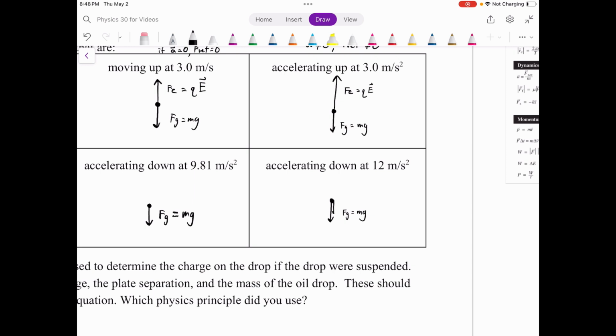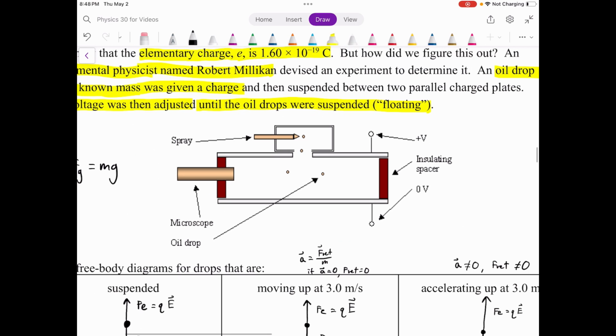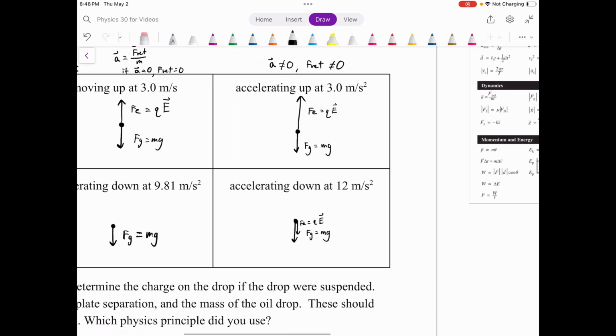This would be the case if we were to, say, reverse the polarity of the charge on the plate. The drops are negative, and we switch it so this plate is negative. So not only is gravity pulling them down, the electric field is also pulling them down. We need two downward forces to get a downward acceleration that's even larger than our free fall acceleration from just the force of gravity.